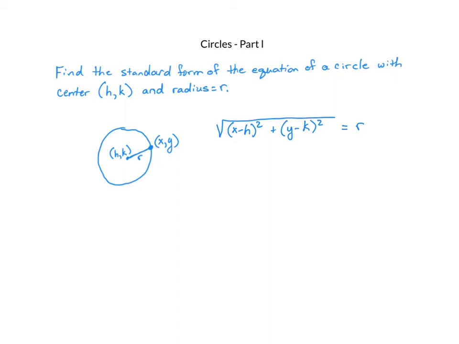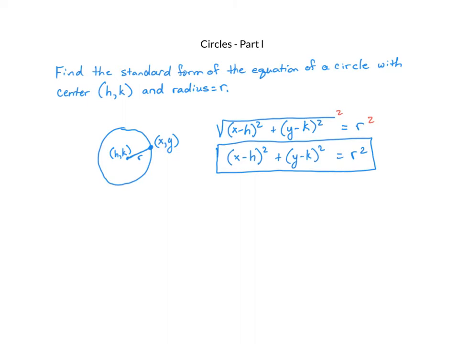And then we'll square both sides. So our equation looks like this: x minus h squared plus y minus k squared equals r squared. And we now have standard form for the equation of a circle that is centered at h, k and has radius r.